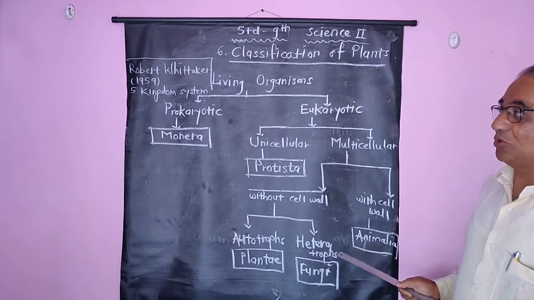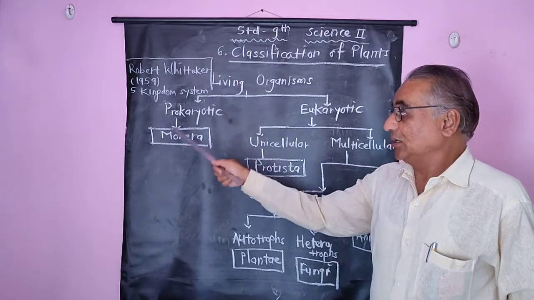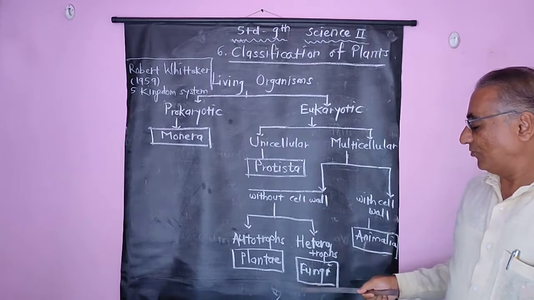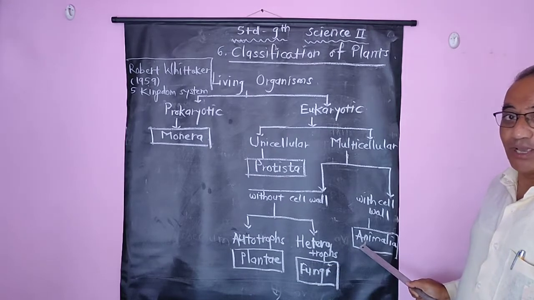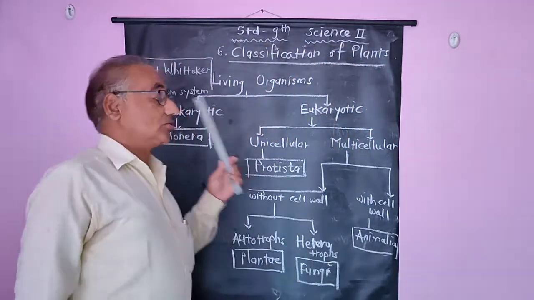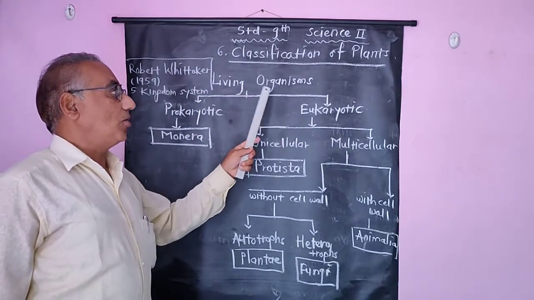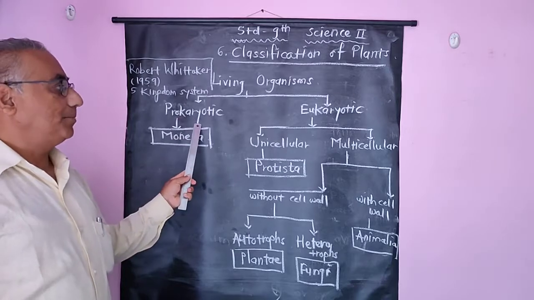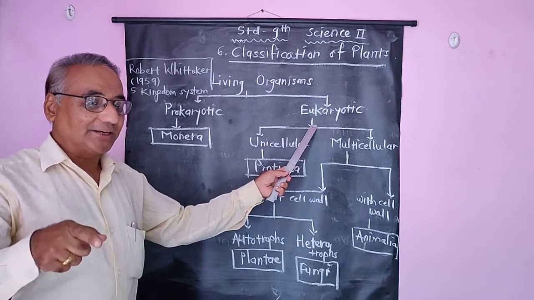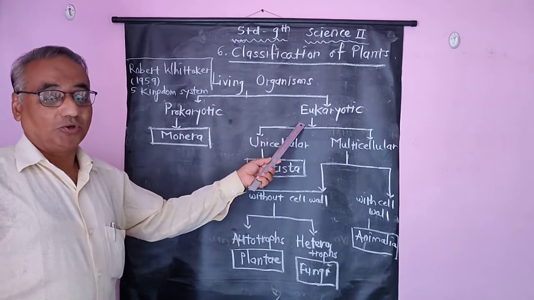Right? Once again I am going to repeat the 5 kingdom system of Robert Whittaker. First one is Monera, second one is Protista, third one is Plantae, fourth one is Fungi, and fifth one is known as Animalia. Now let us see how he distributed this 5 kingdom system. Living organisms are divided into two categories, prokaryotic and eukaryotic. I think you can easily understand what is the concept of prokaryotic and what is the concept of eukaryotic.